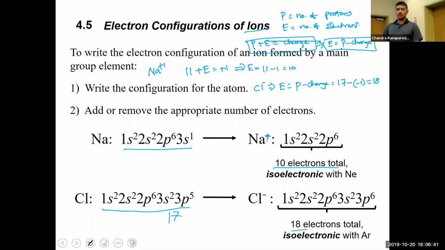If at all it matches with any noble gas element, you start using this word, which we're going to discuss again later: isoelectronic. You would use the word isoelectronic whenever more than one species share the same electronic configuration. We know that neutral neon has the electronic configuration of 1s2 2s2 2p6. If Na+ also has the electronic configuration of 1s2 2s2 2p6, you can say that they have isoelectronic configurations with each other.